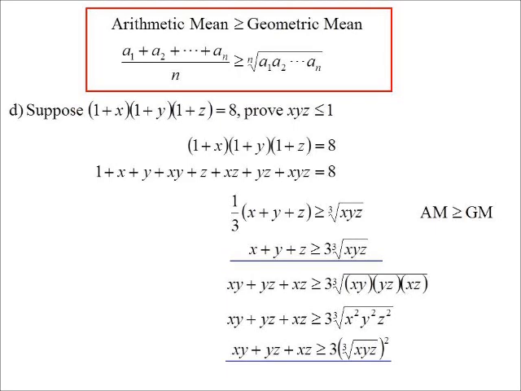So xy plus yz plus xz is greater than or equal to 3 times the cube root of xyz all squared. Remember, this was our statement, 1 plus x plus y plus z. Well, let's substitute in what we've just proven. I'm replacing x plus y plus z with 3 times the cube root of xyz, and I'm replacing xy, xz, yz with 3 times the cube root of xyz squared. And that now would be less than or equal to 8.